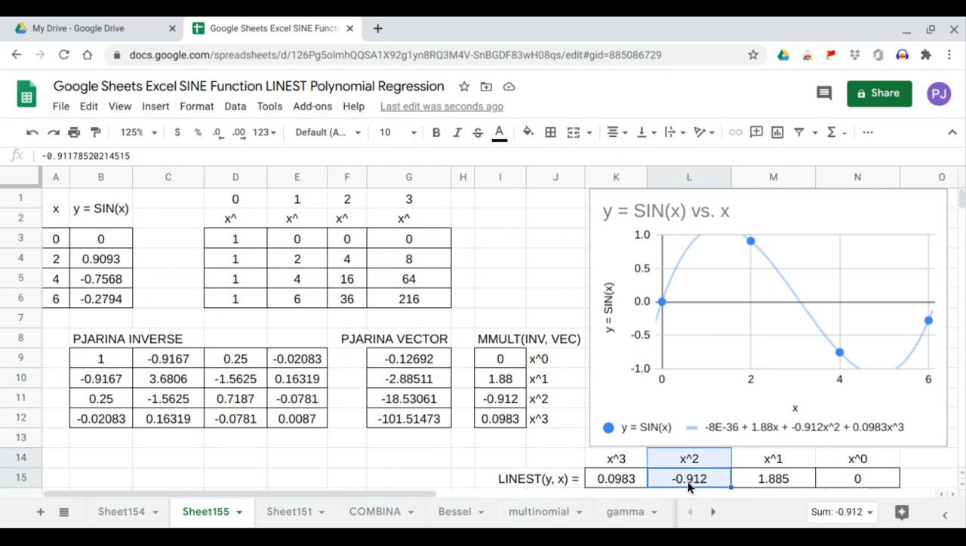The coefficient of x squared is negative 0.912. And the coefficient of x cubed is 0.0983. This completes the use of the LINEST polynomial regression to generate the regression coefficients of the sine polynomial to the third degree.